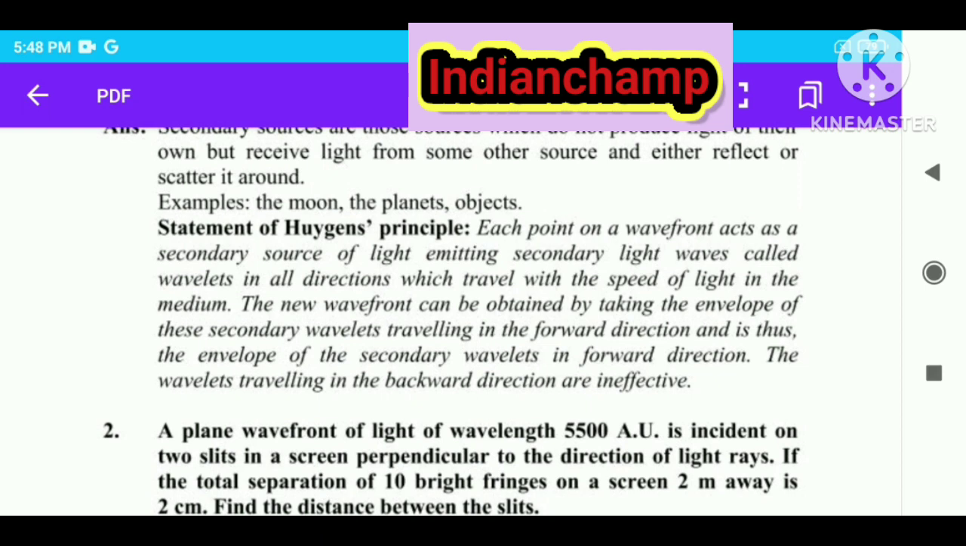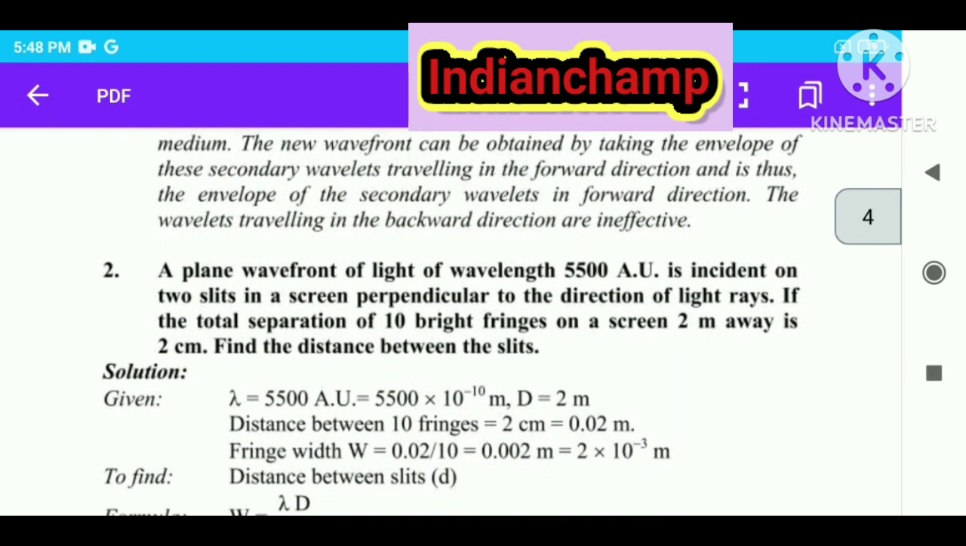State Huygens principle. Each point on a wavefront acts as a secondary source of light, emitting secondary light waves called wavelets in all directions, which travel with the speed of light in the medium. The new wavefront can be obtained by taking the envelope of the secondary wavelets traveling in the forward direction. The wavelets traveling in the backward direction are ineffective.